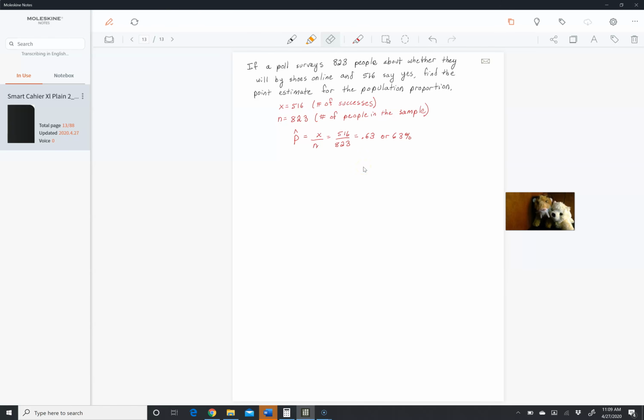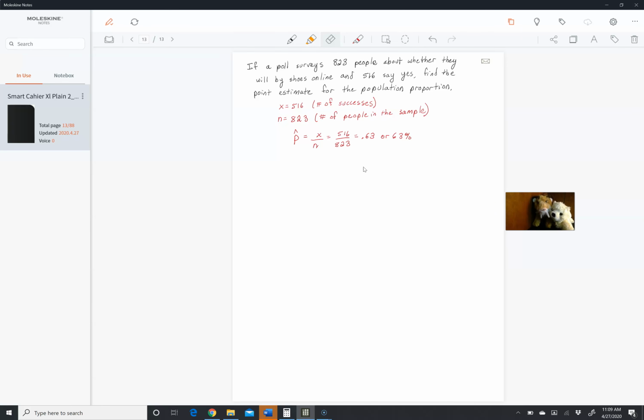63% of people say that they would buy their shoes online. But again, this is not accurate because this is based on the sample. It's very unlikely that if we asked every single person in the population, exactly 63% would say that they would be willing to buy shoes online. So we have to create this confidence interval, okay?